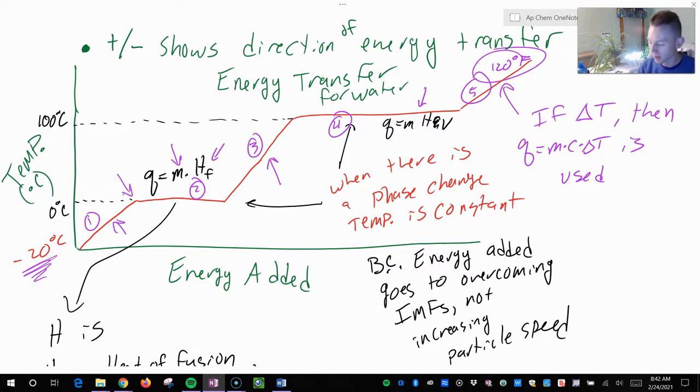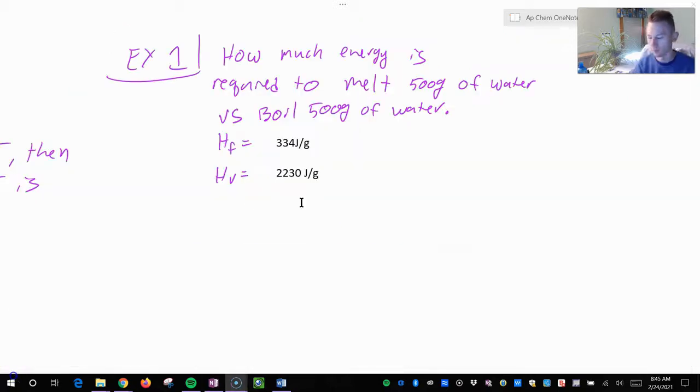Okay, so now that we saw a time lapse of this actually happening, so you can see the data actually collected, let's do some calculations and some examples related to this. All right, so here's the first example. It's going to be very straightforward, but how much energy is required to melt 500 grams of water versus boil 500 grams of water? And I have the heat of fusion and heat of vaporization given for both. And you're not expected to memorize these; those will always be given to you.